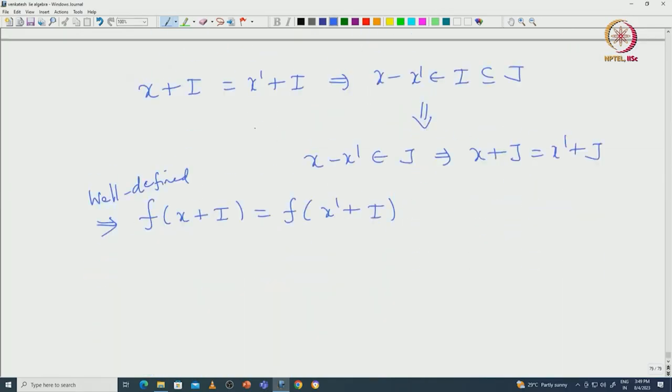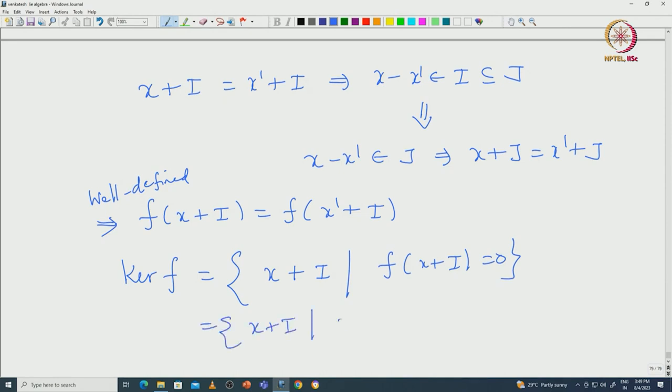Okay. So now let me compute the kernel and then convince you that the kernel is indeed J modulo I. So what is the kernel? The kernel is those X plus I such that when you apply F to X plus I, that must be 0. But what is it? This is those X plus I such that the image, which is nothing but X plus J, should be equal to J. So that means this is those X plus I such that X is in J. So that is just J modulo I. Okay. So it is an immediate computation that the kernel of F is nothing but J modulo I.